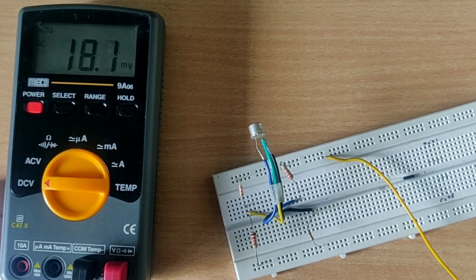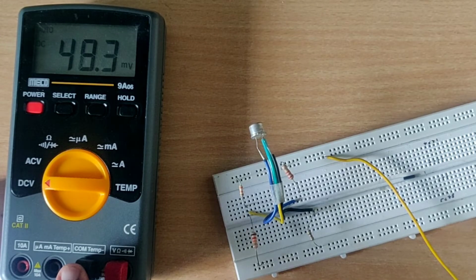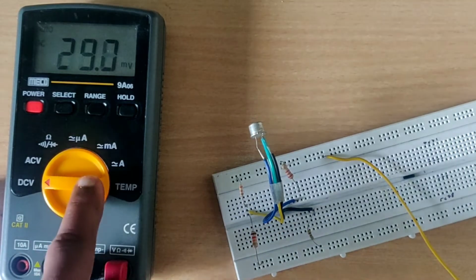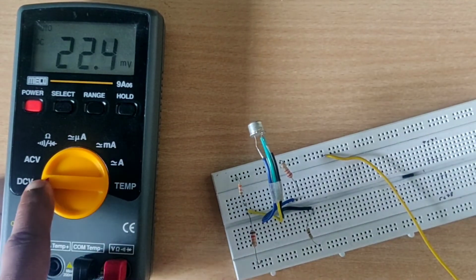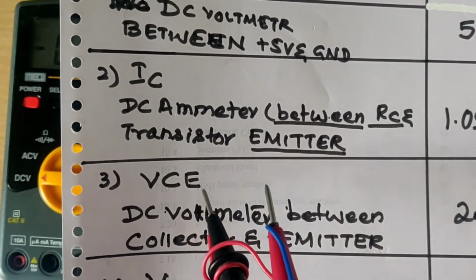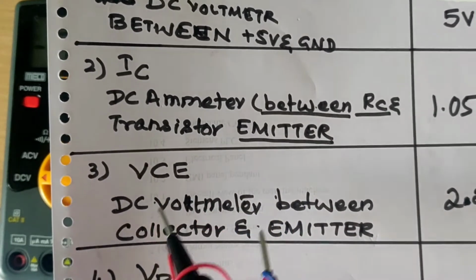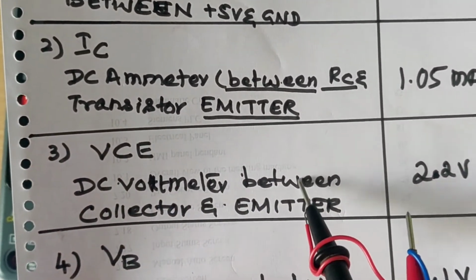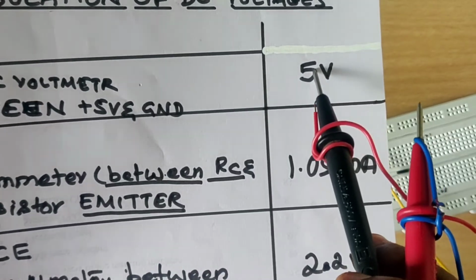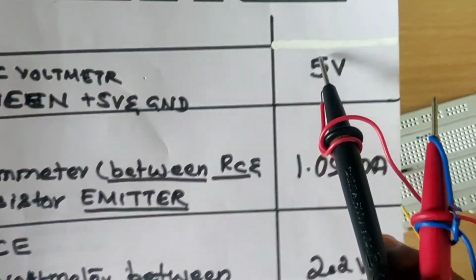Okay, next part. Now I change again from DC milliamps to DC voltage. Now we are going to measure the other remaining voltages. See, in the third part in this chart, I am going to measure now VCE. That means the DC voltmeter should be connected between collector and emitter, and this voltage should be half of this VCC voltage. Then only our design is correct.